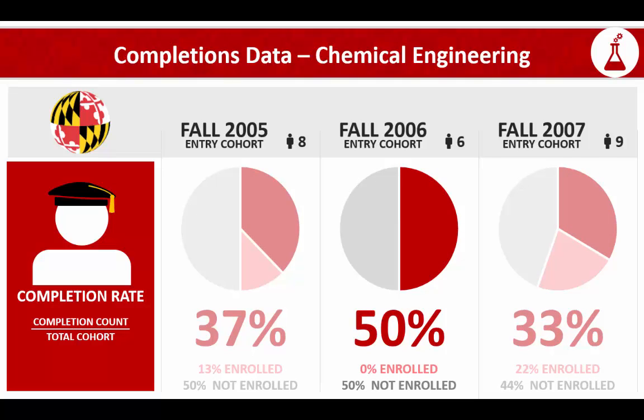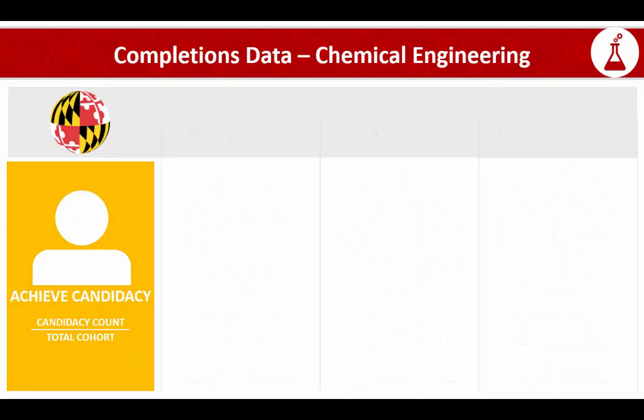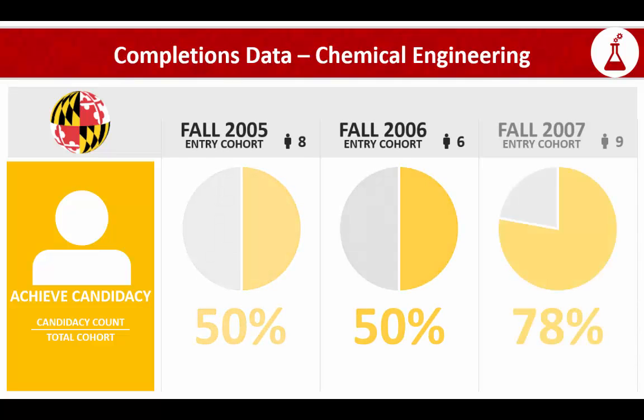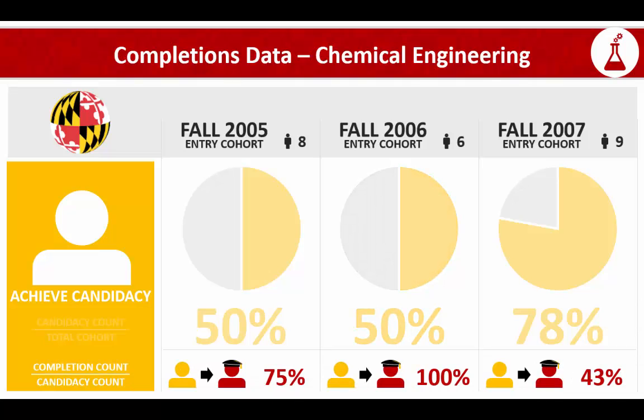Here we look at our chemical engineering program. So looking at it the same way and focusing on fall 2006, you see there were 6 students that began that term. That 50% represents the 3 students that went on to complete, and the 50% that are no longer enrolled represent the other 3. Looking at the data again based on the percentage of students who achieved candidacy, 50% of them had achieved candidacy by 2013, and 100% had gone on to obtain a degree.